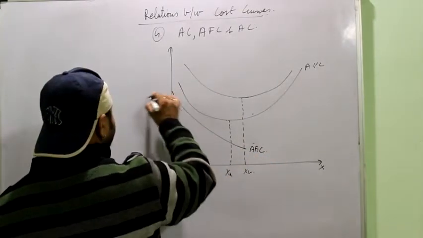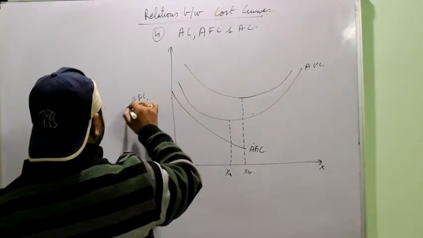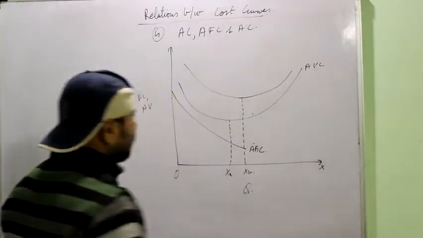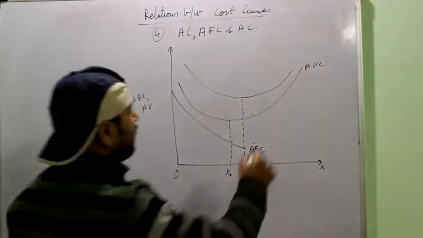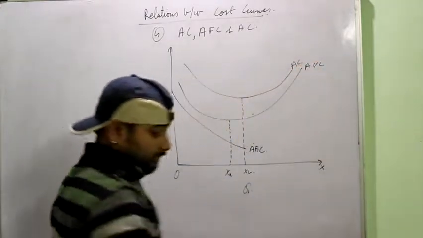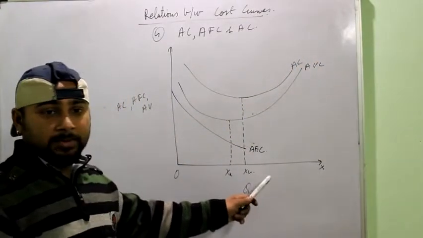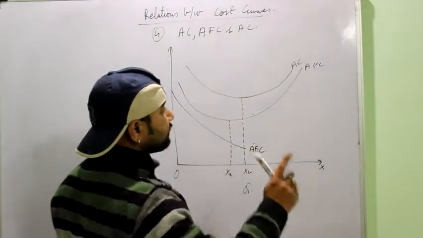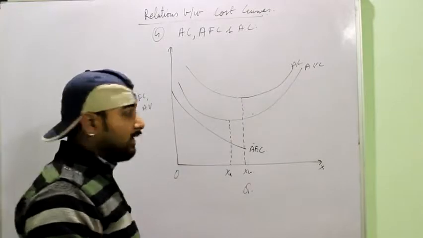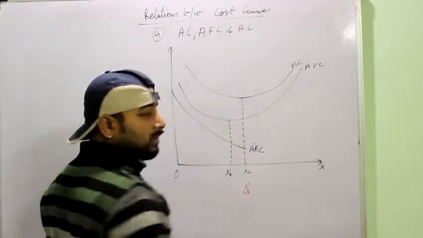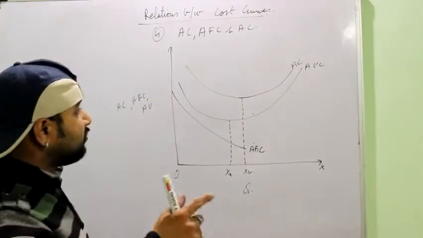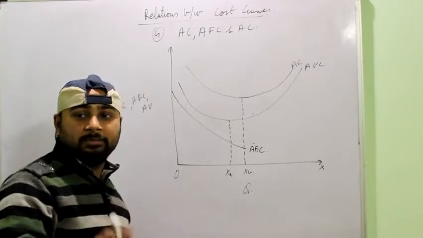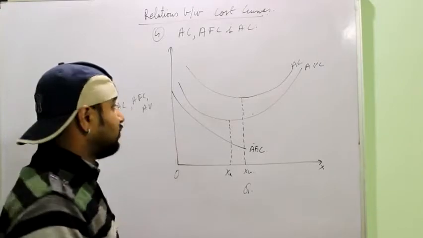Few important things that you have to remember while drawing this diagram. First of all, AFC is a rectangular hyperbola, continuously diminishes. Both ABC and AC are U-shaped, right? But AC will always be more than ABC. So AC should always be drawn above the ABC. Why will it be more? Because it will contain both. It will contain AFC also and ABC also.